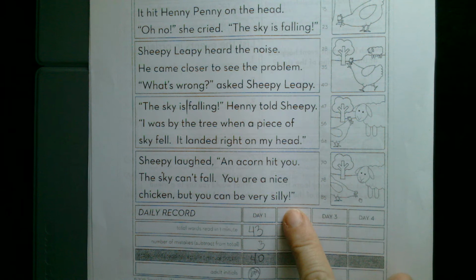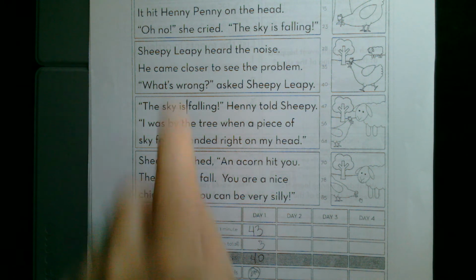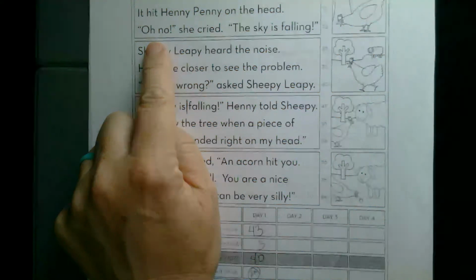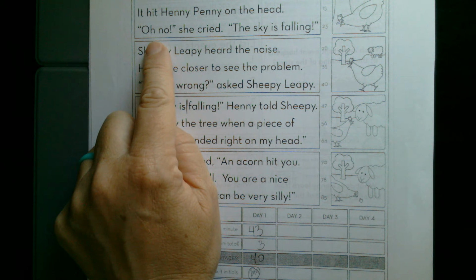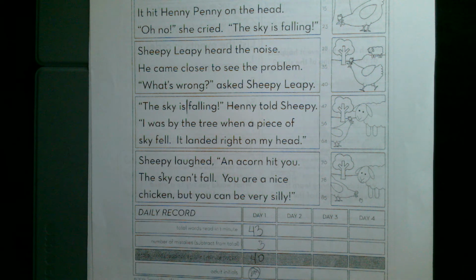Now, if your child finishes on day 1, which some might, that's great. The next day, have them read it and encourage them to use a better or different tone of voice and more expression as they read. So, for example, when they get here, instead of going, oh no, she cried, the sky is falling, they could go, oh no, she cried, the sky is falling, and try to get them to use emotion and expression.